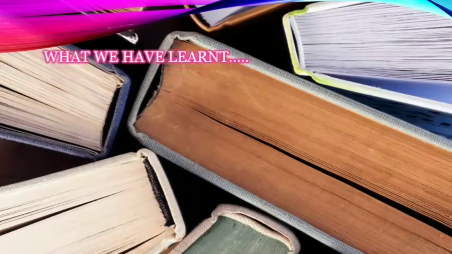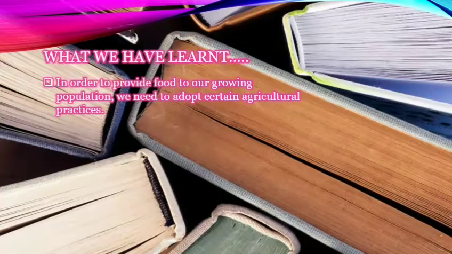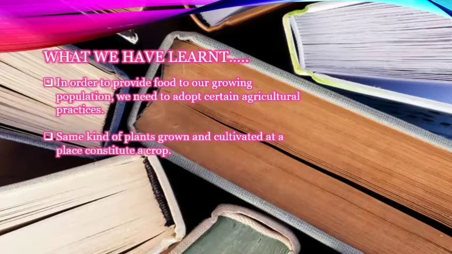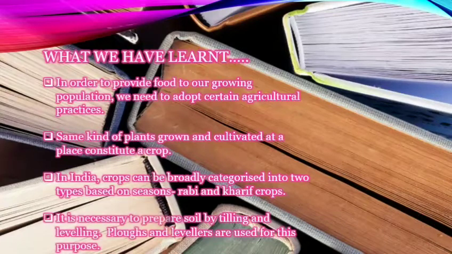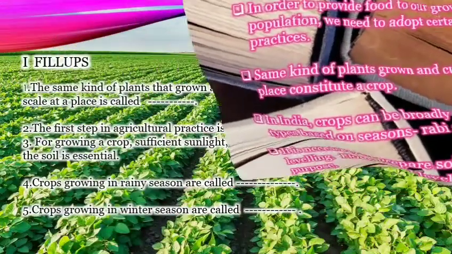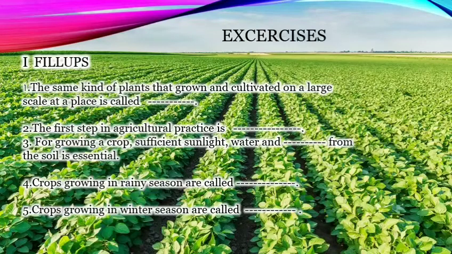We'll have a summary of what we have learned today. In order to provide food to a growing population, we need to adopt certain agricultural practices. The same kind of plants grown and cultivated at a place constitute a crop. In India, crops can be broadly categorized into two types based on seasons: rabi and kharif crops. It is necessary to prepare soil by tilling and leveling. Plows and levelers are used for this purpose. Now I think you all might have understood what a crop is, the types of crops, and preparing soil.